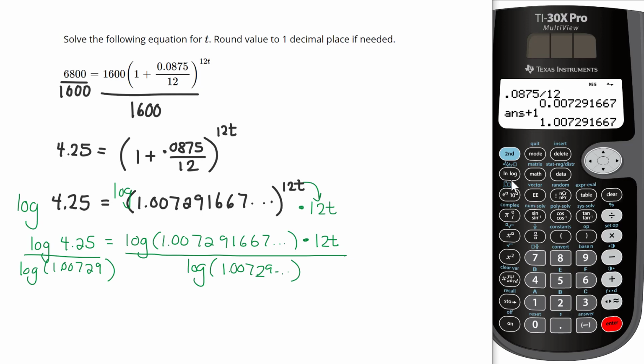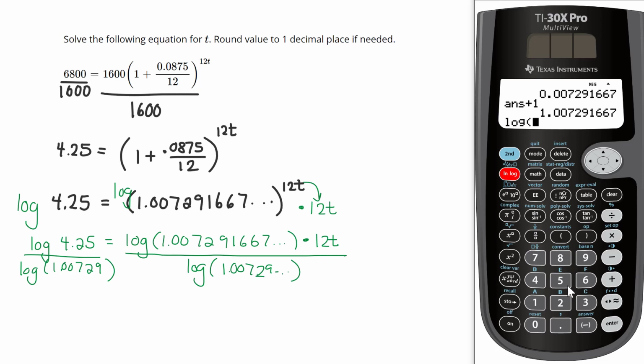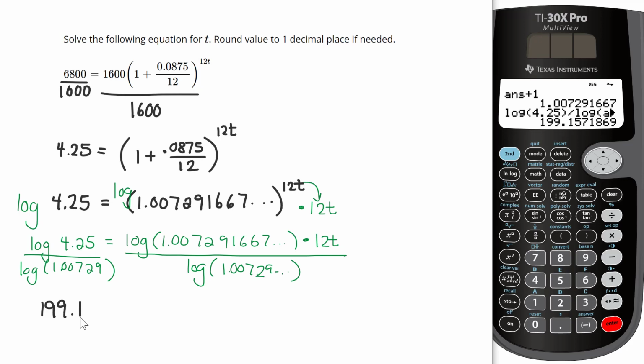I'm going to take my log of 4.25, close your parenthesis. If you don't close the parenthesis, you also will not get an equivalent answer. Divide it by the log of the number above it, the 1.007. So in my calculator, I'm going to take second, and then that negative sign is my answer. Close it off and hit enter. So we get 199.157, etc. equals 12t.